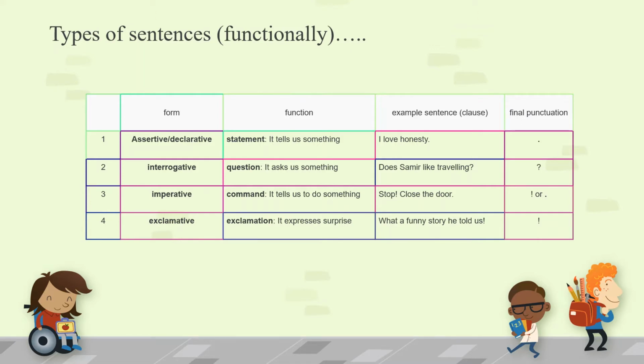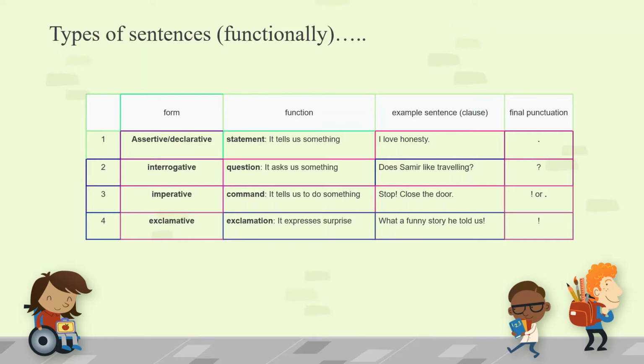Third type of sentence, that is imperative. And the function of an imperative sentence is to order or command. It tells us to do something. For instance, stop, close the door. Someone is ordering someone to stop and close the door. An imperative sentence ends with an exclamation sign or a full stop.